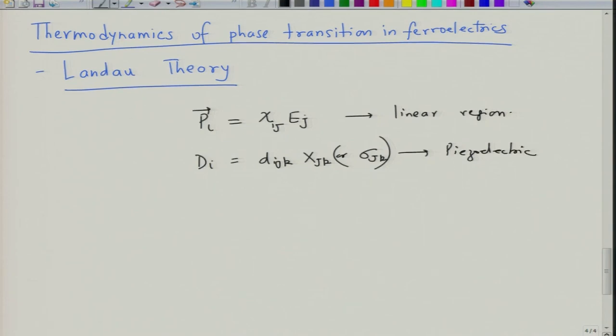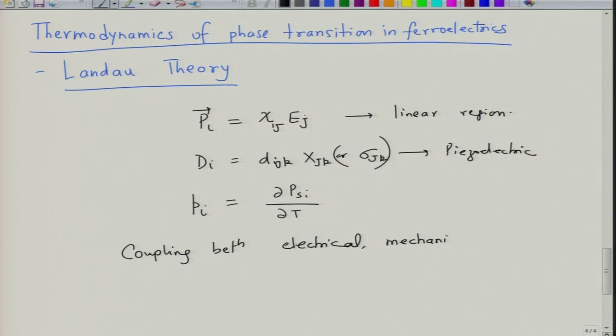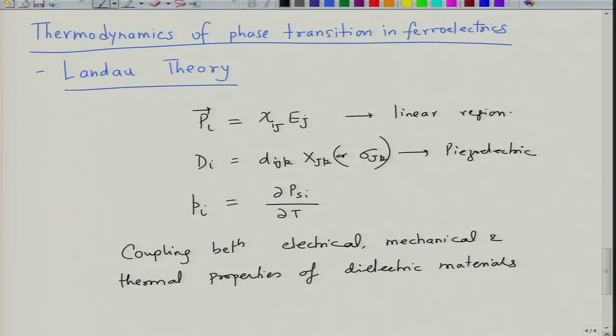And then similarly, we also saw the pyroelectric coefficient, that is, the change in spontaneous polarization as a function of temperature gives you the pyroelectric coefficient. So there are many couplings like this. Basically what we looked at was couplings between electrical, mechanical and thermal properties of dielectric materials, and these are special dielectrics. Piezoelectricity is shown by non-centrosymmetric materials, pyroelectricity is shown by non-centrosymmetric and polar materials, whereas ferroelectricity is shown by non-centrosymmetric polar materials in which the polarization is reversible.